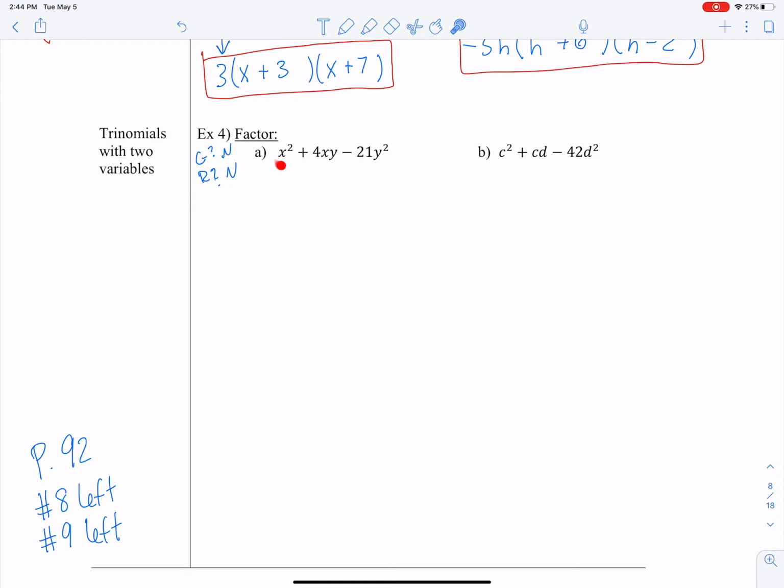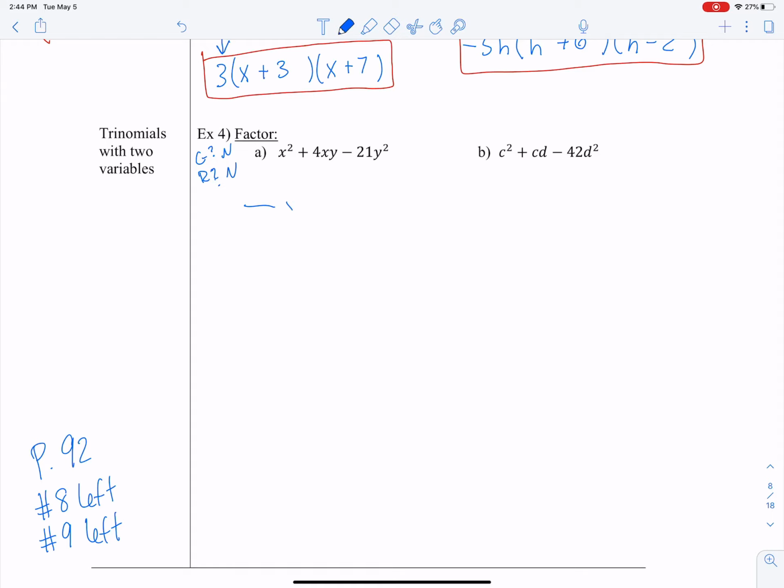In this case, x squared goes first, then the one with 2 variables, because 1 and 1 make 2. Remember, you add up variables, and here you just have y squared. Because they're all 2, we're just going to leave them in this order. So what do we do? We're going to start off ignoring the variables, pretending the y's don't exist. We're just going to have x squared, 4x, and negative 21. That's all we're going to focus on for now.